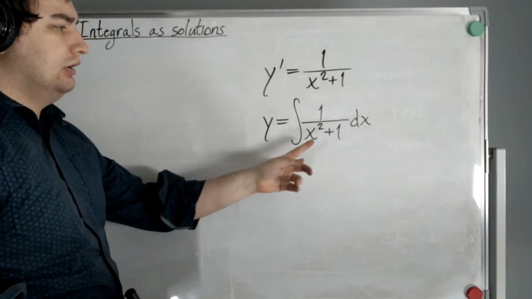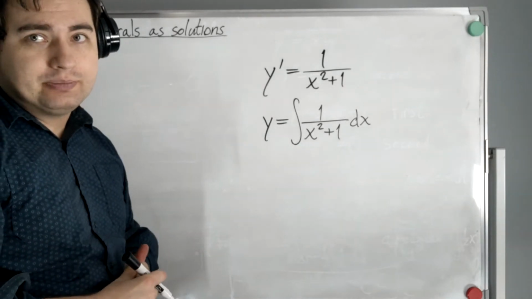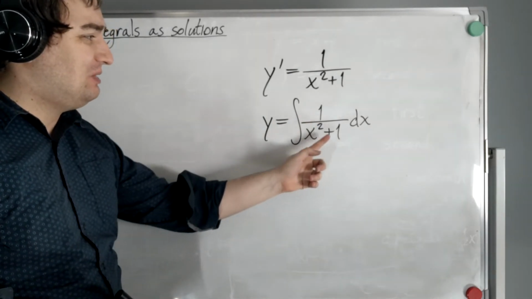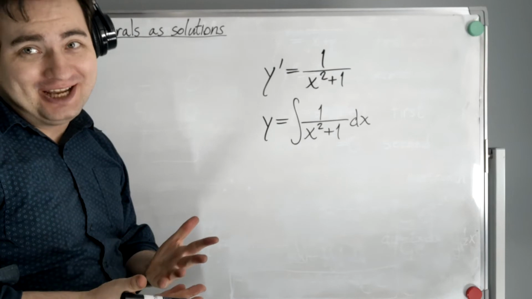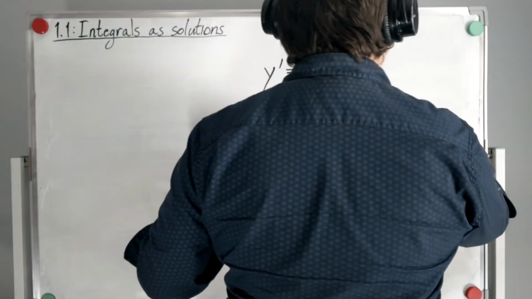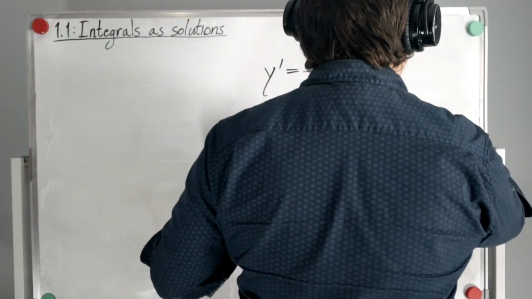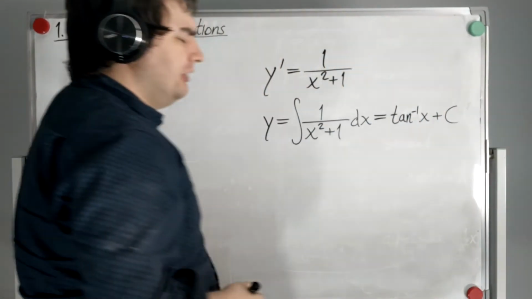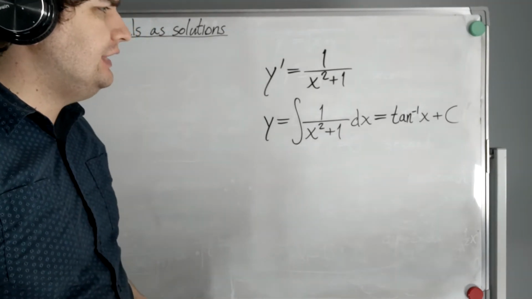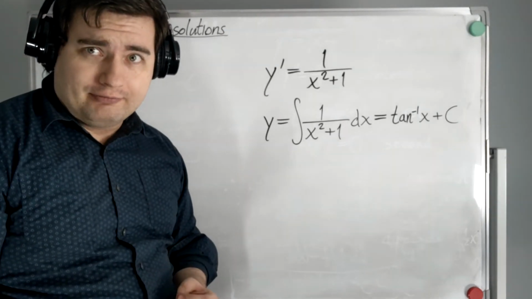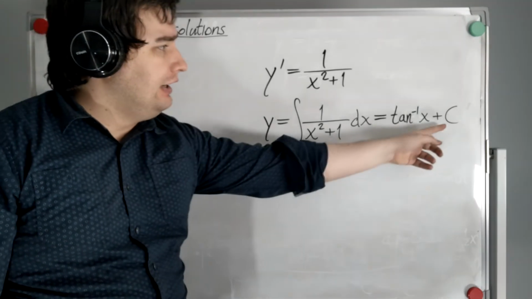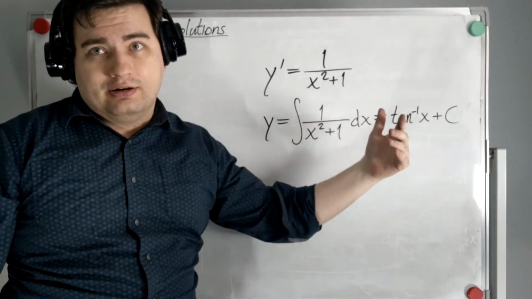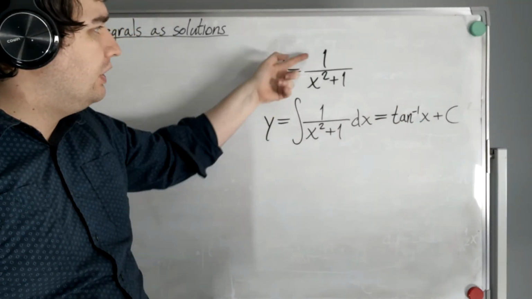Now, this one can be done by trigonometric substitution, but it's much easier to just remember that 1 over x squared plus 1 is the derivative of the arctangent of x. Okay? So in Calculus 2, you would write this is equal to arctangent x plus c. And what is that c? Well, that c was just an arbitrary constant. In other words, you can make that c anything you want, and this is still going to be an antiderivative of 1 over x squared plus 1.